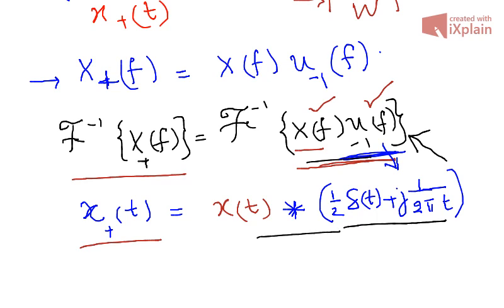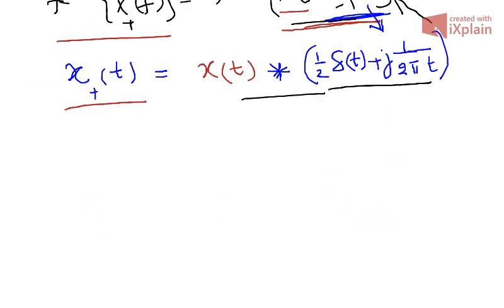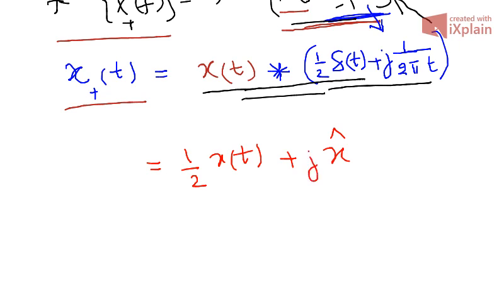This is the convolution. Now moving ahead, if we see that x of t convolved with delta of t. So first when you convolve x of t with half delta t, you would get a half x of t as a result of this convolution. And if you convolve x of t with 1 over 2 pi t, we write this part x of t convolved with j 1 over 2 pi t as j x hat of t. So we write the other part as this one. Now this is our x positive of t.